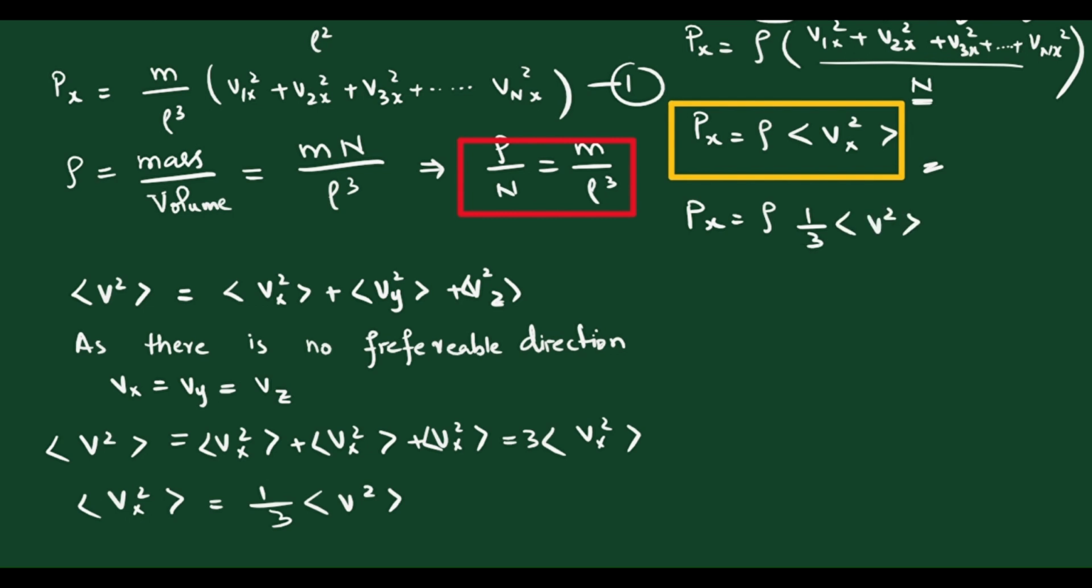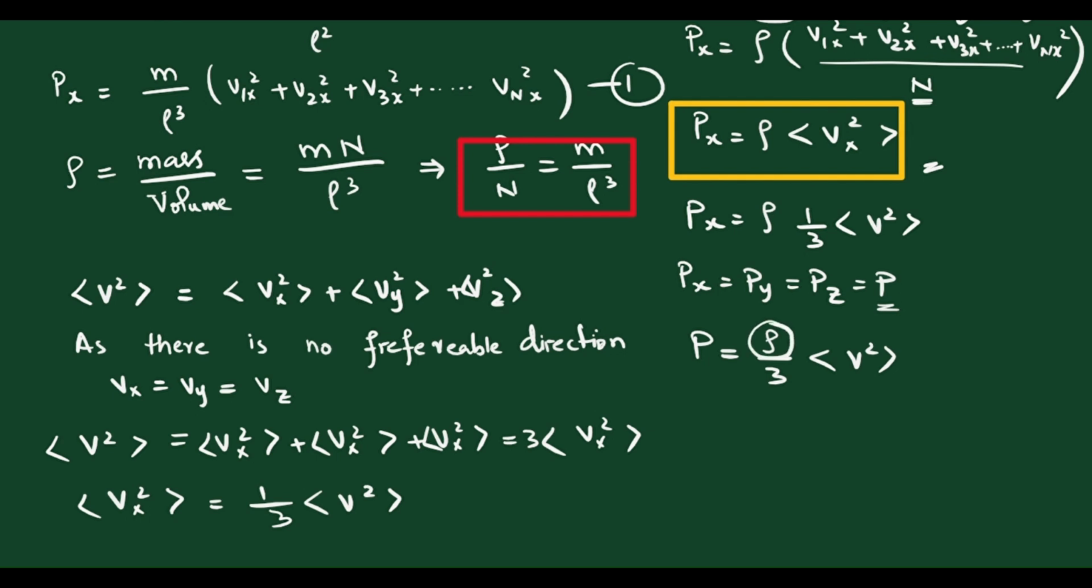And this pressure is along x direction. We will consider here Pascal's law, and according to Pascal's law, Px is equal to Py is equal to Pz and is equal to P. The pressure in x direction is equal to the pressure in y direction and z direction, and it is also equal to the pressure at any point in a container, which we denote generally as P. Now the pressure P is equal to the density divided by 3 into v square average.